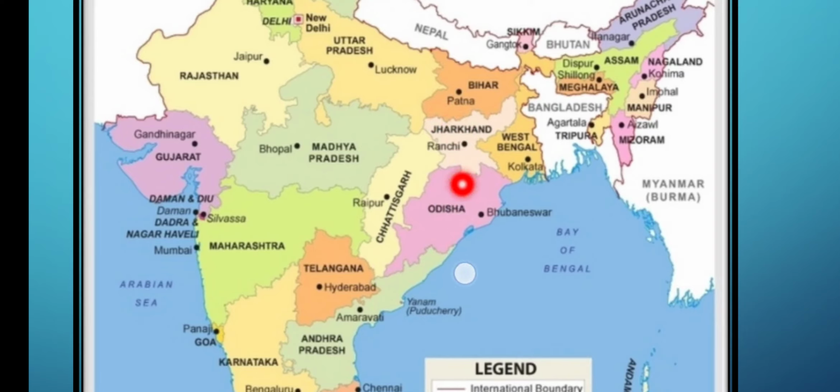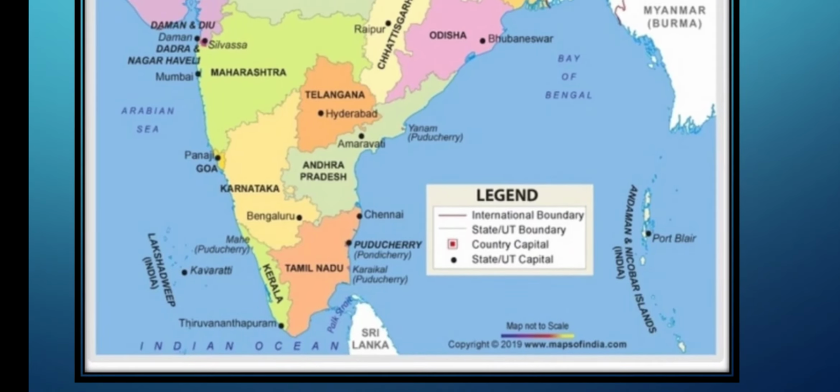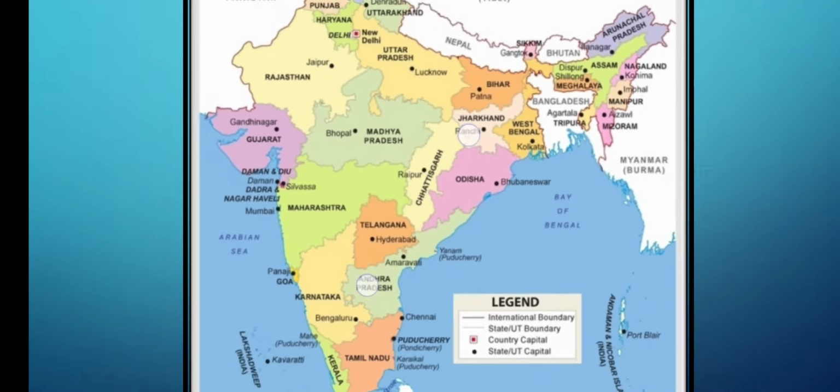Or they may directly ask you to locate Gandhinagar. Then Gujarat, the capital is Gandhinagar. You will locate Gandhinagar. Or the name of the capital is given and you have to mark the state it is located in. Suppose Bhubaneswar, in which state is it located? At that time you have to mark Odisha. So in this way you will practice the states and the capitals.